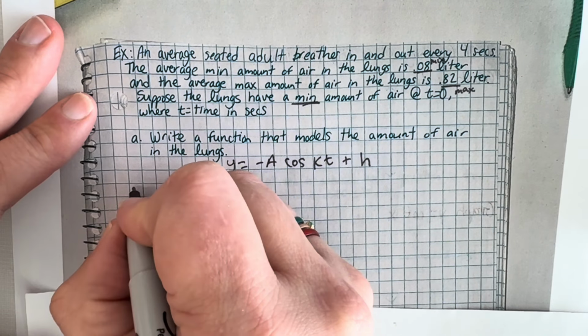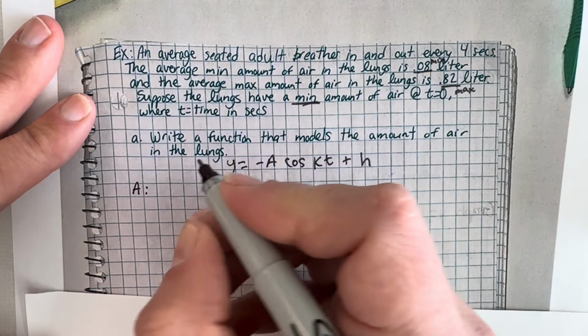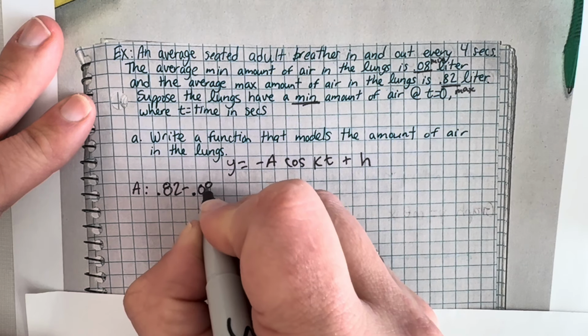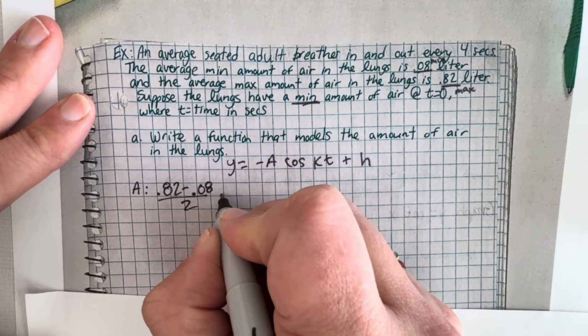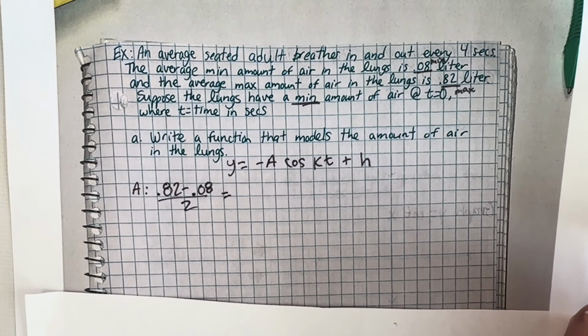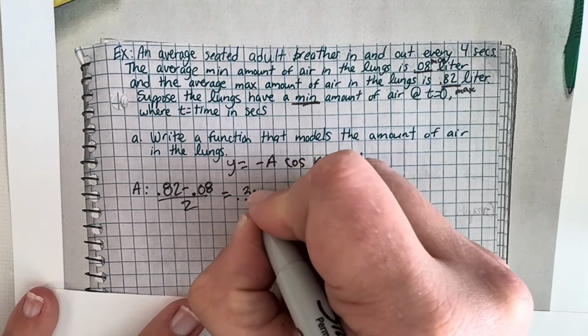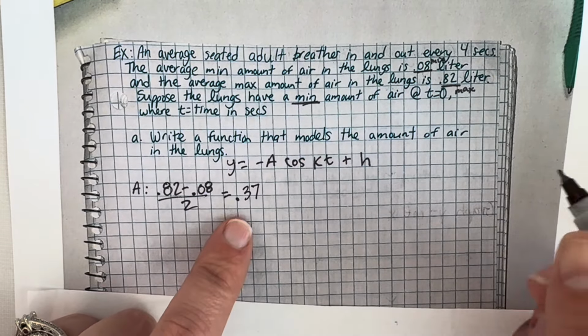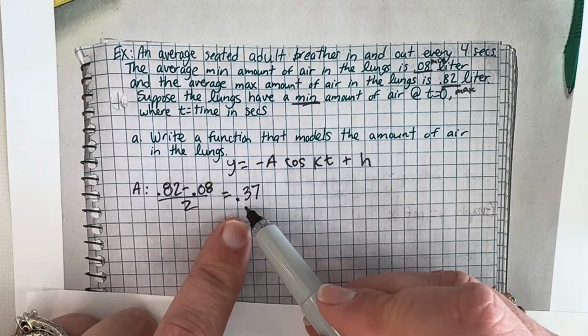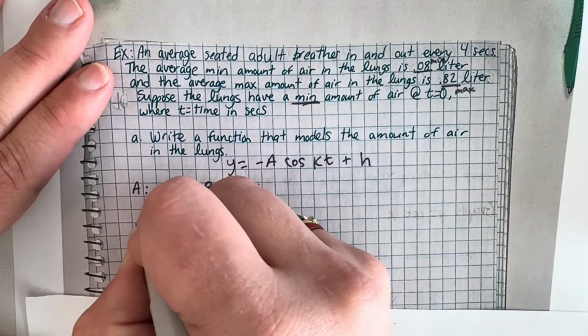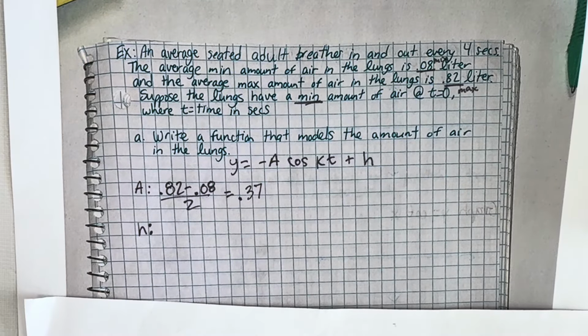In order to find my amplitude, I'm going to go my max minus my min divided by 2, and that's going to tell me the midpoint between those two things. So that's going to equal 0.37. Remember up here that this is A, so when we plug it in, that 0.37 will end up being A. So now my H.